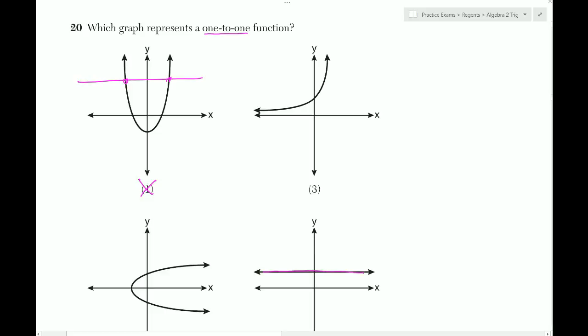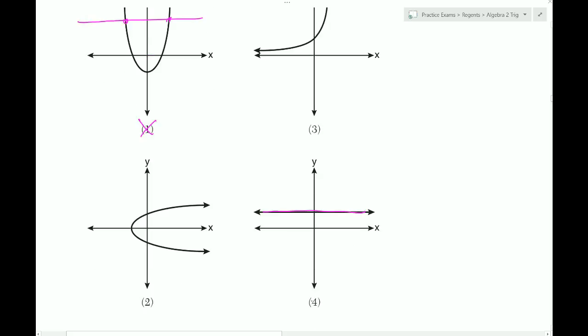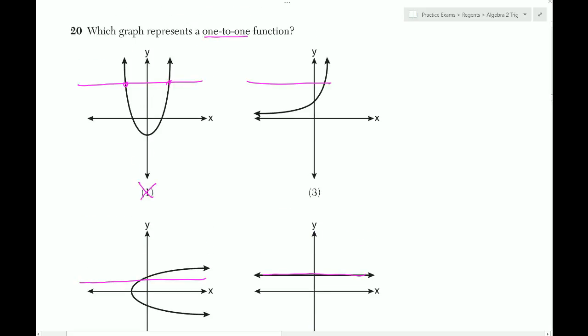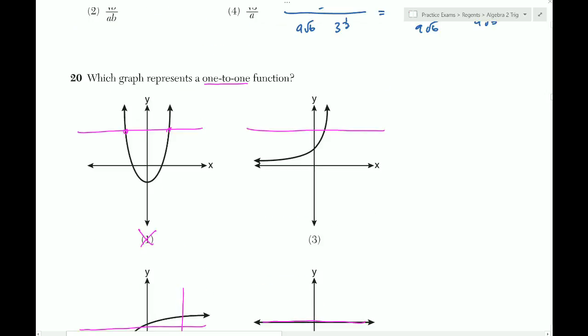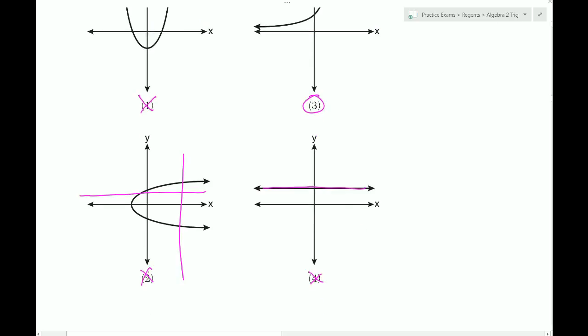This one definitely fails, right? This one passes the horizontal line test, as does this, right? However, this one fails the vertical line test, so it's not a function. Therefore, this one is the correct choice. It's both a function and it's one-to-one.